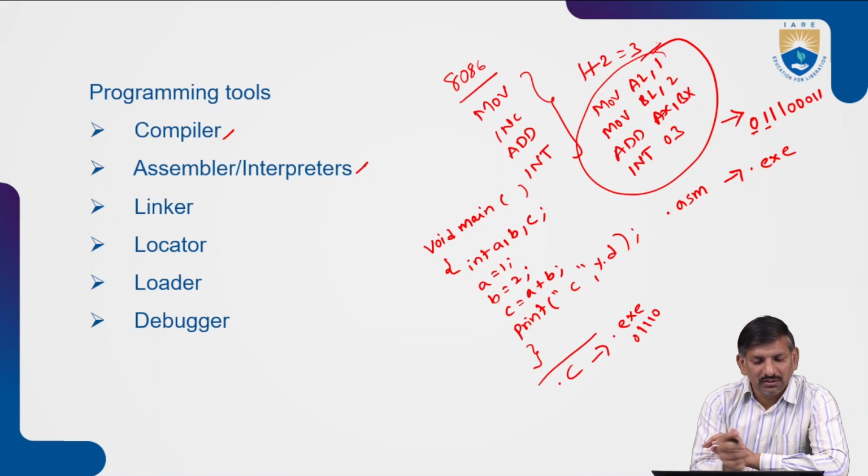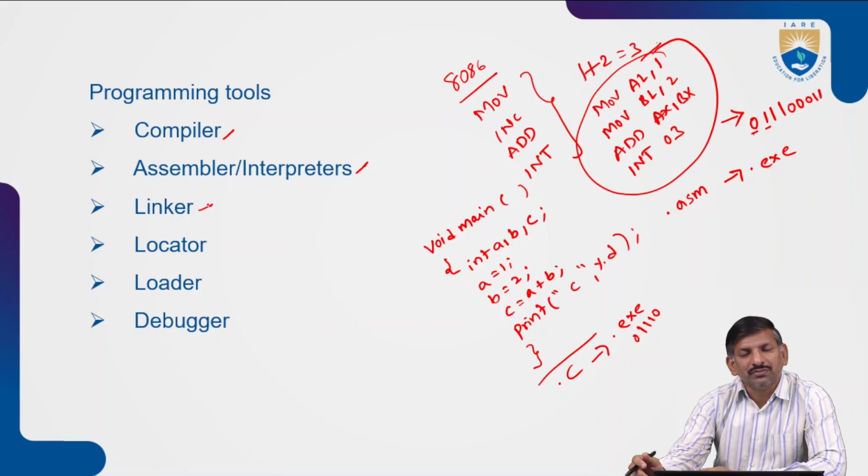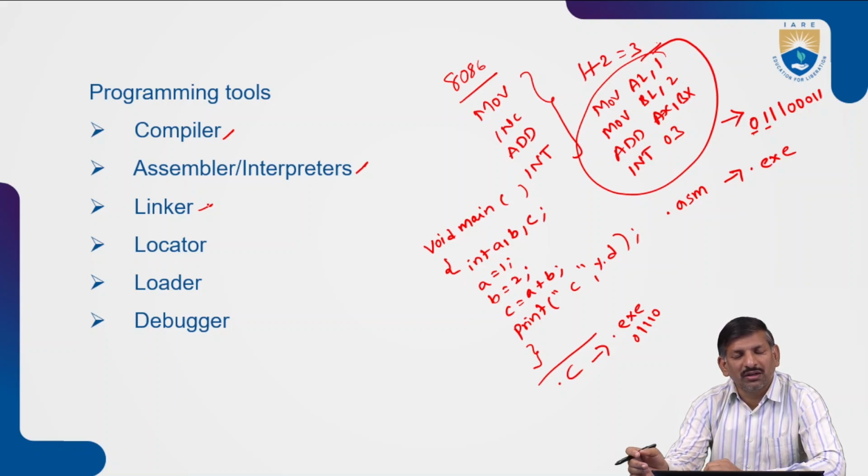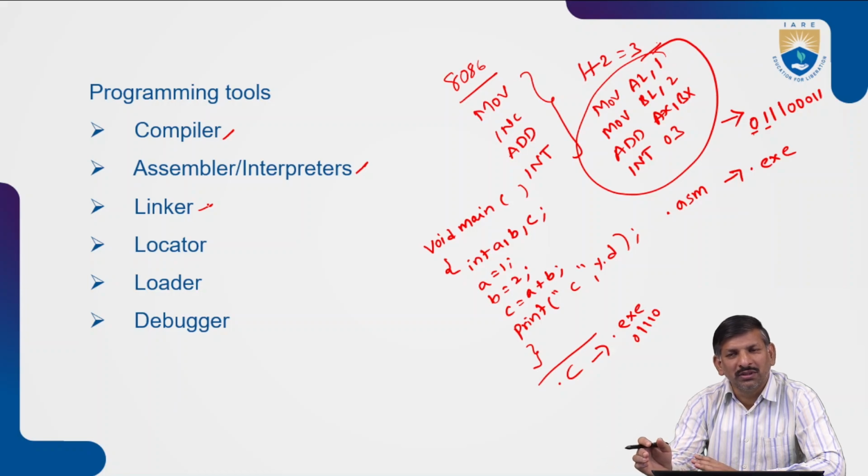Next, linker. The linker links all the necessary object files and generates the absolute object file. Suppose you want to design a calculator containing addition, subtraction, multiplication, division, and so on. If you write programs for these individual applications, an adder program, a subtraction program, a multiplication program, each one is converted into corresponding object files.